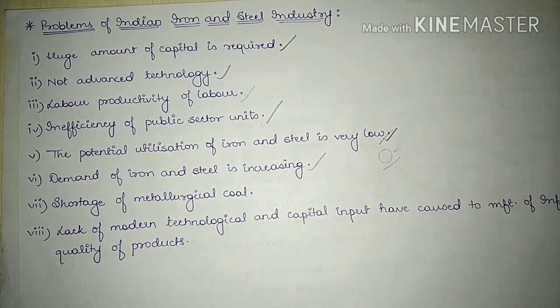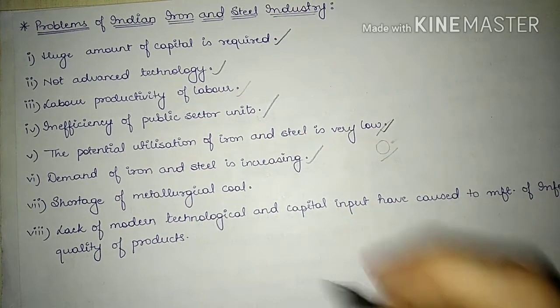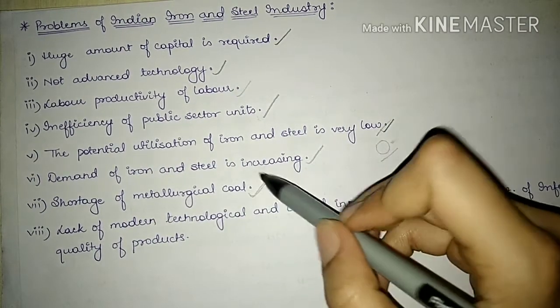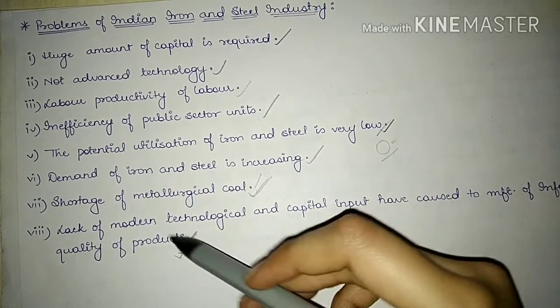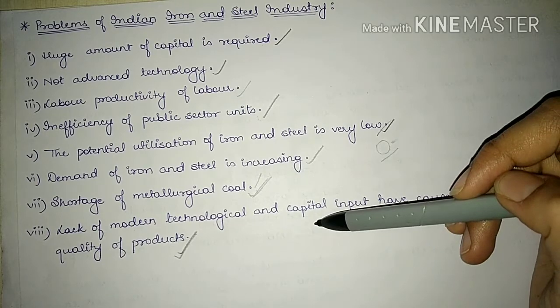Then, shortage of metallurgical coal. Although India has huge deposits of high grade iron ore and coal reserves, many of the steel plants are forced to import metallurgical coal. For example, in Vishakhapatnam, they have to import coal from Australia. So this is why we have a shortage of metallurgical coal, and because of that we have to import it from other countries. And the last one is inferior quality of product. Because of lack of modern technology and capital input, we have weaker infrastructural facilities, which leads to more time consuming production and inferior quality products. Okay, so these are the basic problems of the Indian iron and steel industry.